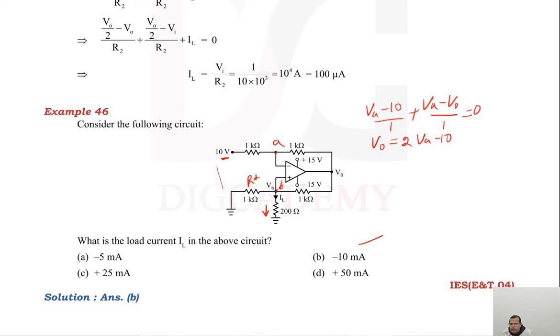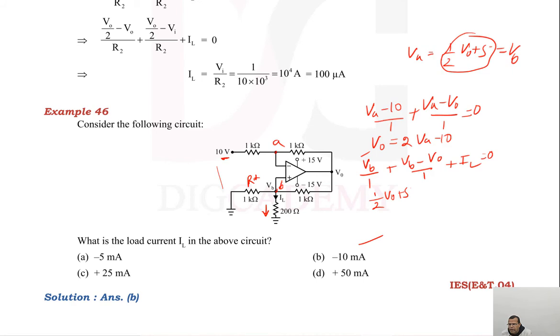Then apply KCL at this node. So you get VB upon 1K plus (VB minus V naught) by 1 plus IL equal to 0. But here what is VA? For an ideal op-amp, I can rewrite it like this: VA is equal to 1 by 2 V naught plus 5. And this must be equal to VB, because for an ideal op-amp, the voltage at the inverting terminal is the same as at the non-inverting terminal. So I can replace VB by this value: 1 by 2 V naught plus 5 plus 1 by 2 V naught plus 5 minus V naught plus IL equal to 0.